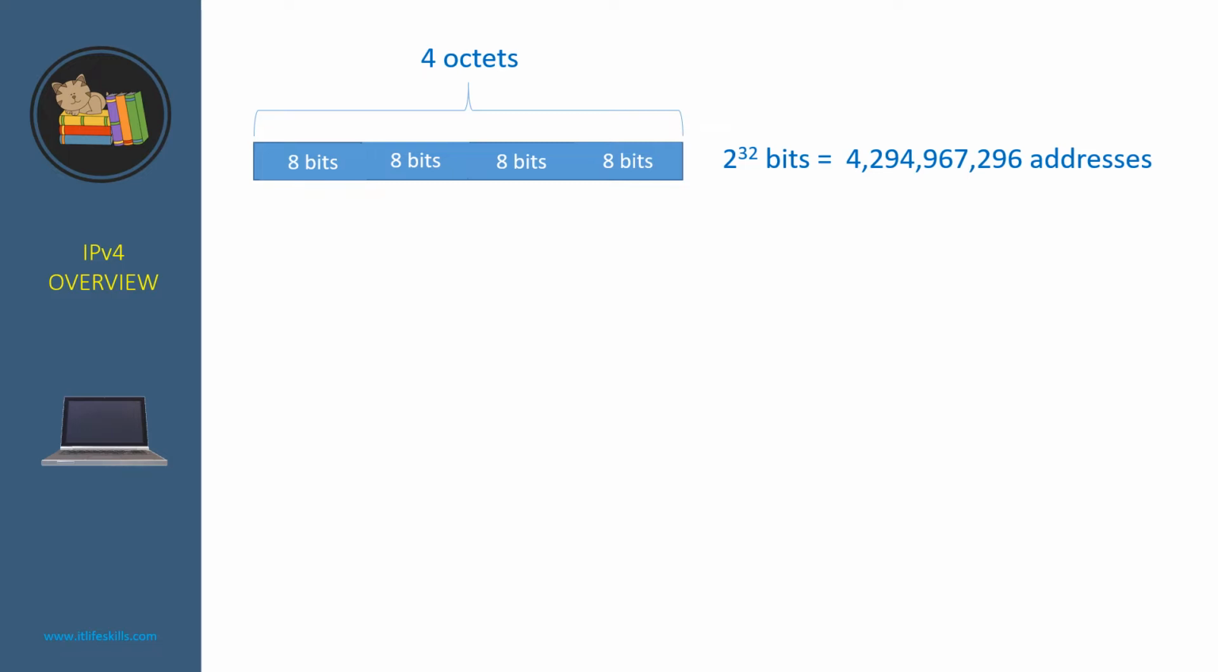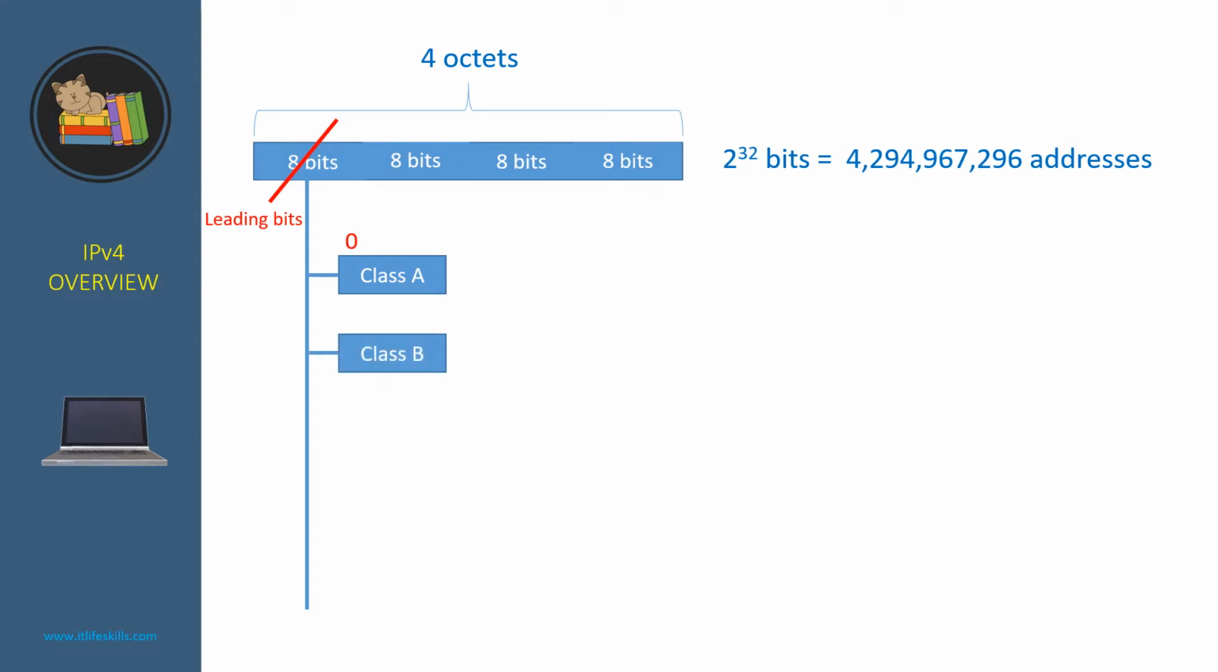Initially, to assign IP version 4 addresses to a network, they divided it into classful networks by slicing the first octet using the leading bits, where class A always has the first leading bit of 0. Class B always has the first 2 leading bits of 1, 0. Class C always has the first 3 leading bits of 1, 1, 0.